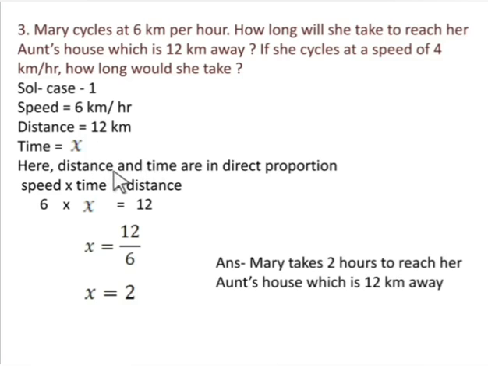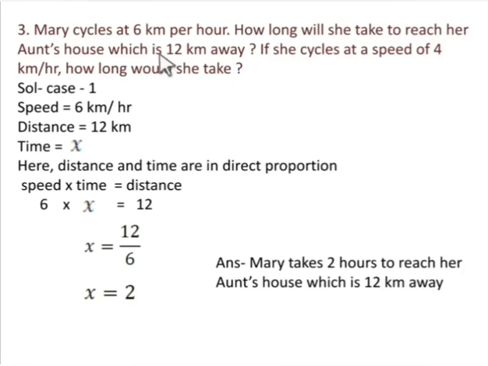Children, you can solve it using the formula method. We know the formula, speed into time equal to distance. Here speed is 6 km per hour. Time is, we are considering as x hours required to cover the distance of 12 km. From this formula also it is clear that distance and time are in direct proportion. Now here 6 is in multiplication, on the other side it will come in division. So 12 divided by 6 is 2. That is, Mary takes 2 hours to reach her aunt's house, which is 12 km away.